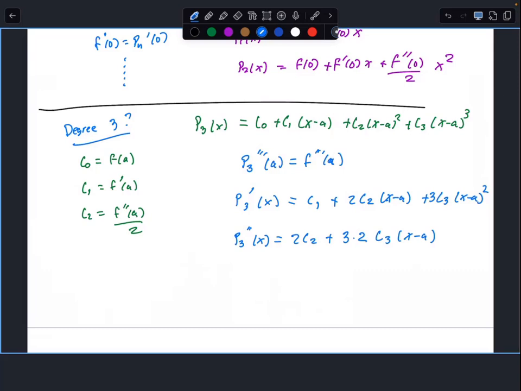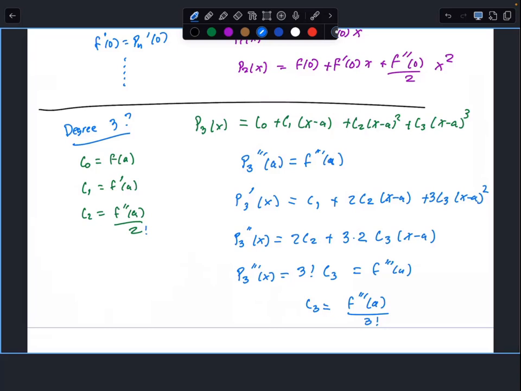P3 triple prime of x would equal 3 times 2, which is also known as 3 factorial, times C3. And once again, we know this is equal to f triple prime of a. So C3 is equal to the third derivative at a over 3 factorial. And in fact, C2 is actually f double prime of a over 2 factorial. But 2 factorial is just 2.